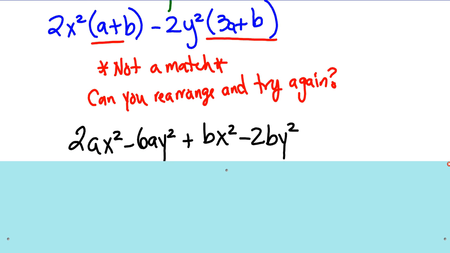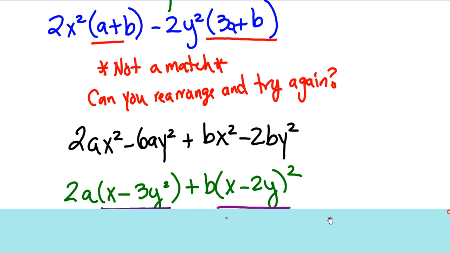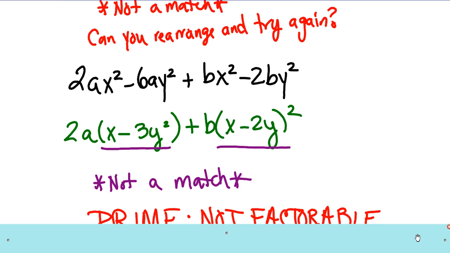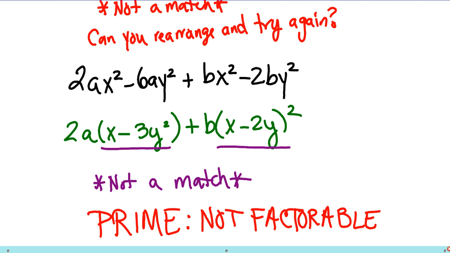What if we arranged it so it was 2ax squared minus 6ay squared plus bx squared minus 2by squared? There are still some common factors within these pairings. And so if I divide out those common factors, see what remains. And again, each pairing still does not have a common factor. So what does this tell us? This tells us that this polynomial is not factorable. And when that happens, we refer to it as prime. And that happens often with polynomials. Not every polynomial that you're working with can be factored. And again, we refer to those as prime.